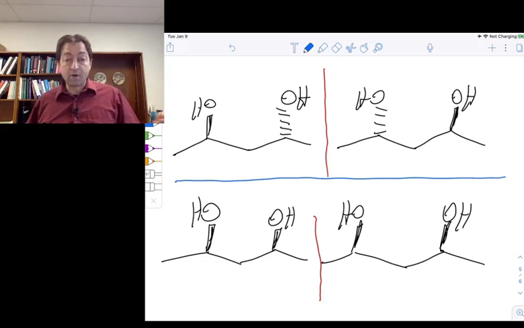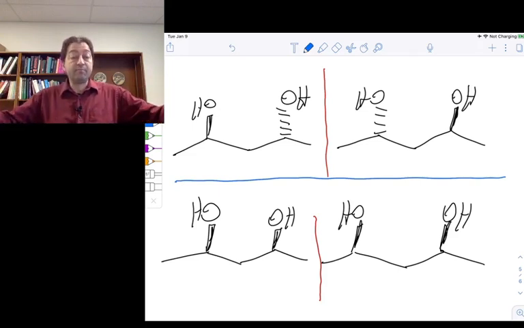I can pick up the molecule that's in the top left quadrant, I can carry it over, and I can set it down on top of the molecule that's in the top right quadrant, and it doesn't match up at all. The OHs are pointing different directions. And if you can't see it from the drawing, make models of these, and you should see that there's nothing you can do without breaking a bond that would make these superimposable. So those are enantiomers with respect to each other.